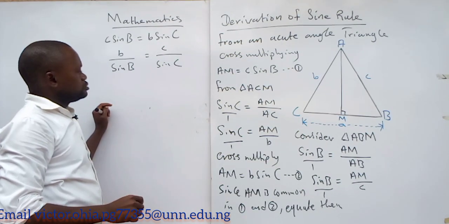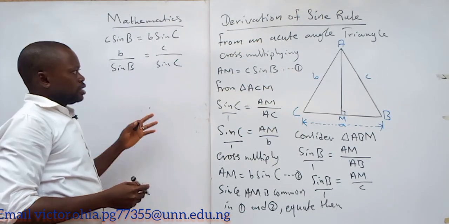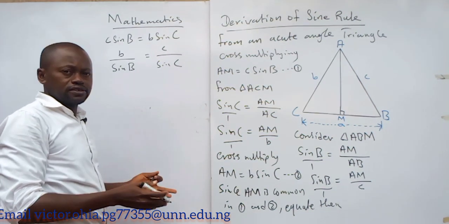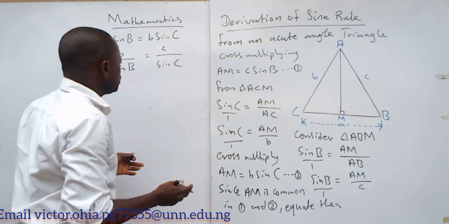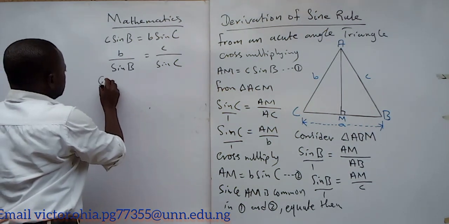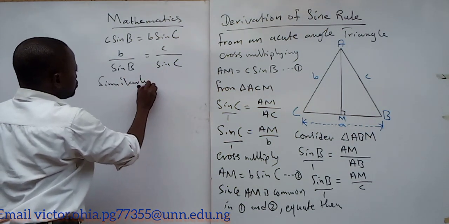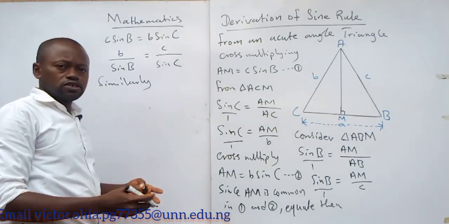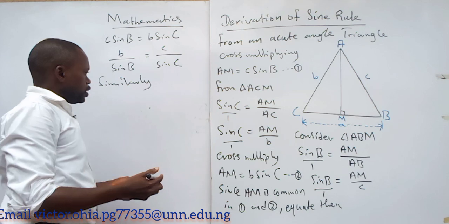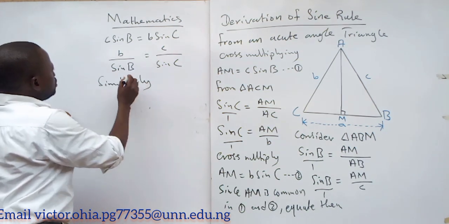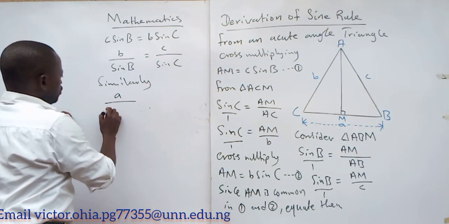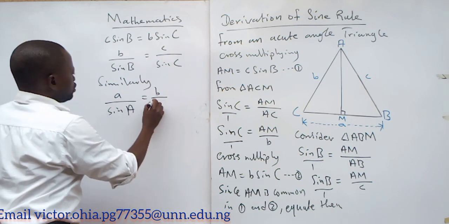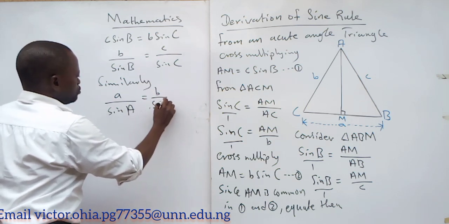All right. Now, having been able to generate this, we can make a generalization. I can now say similarly, that is, if this holds, it then means in the same vein, something like this can also hold. All right. So I will say similarly, A over sine A will be equals to B over sine B.